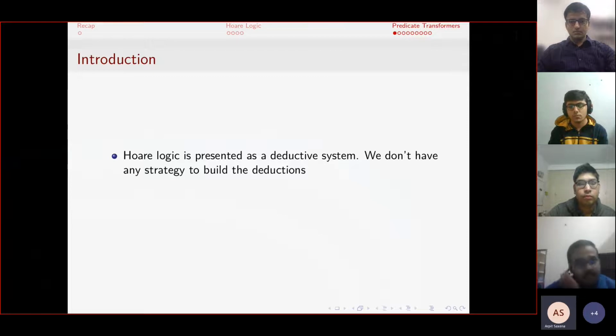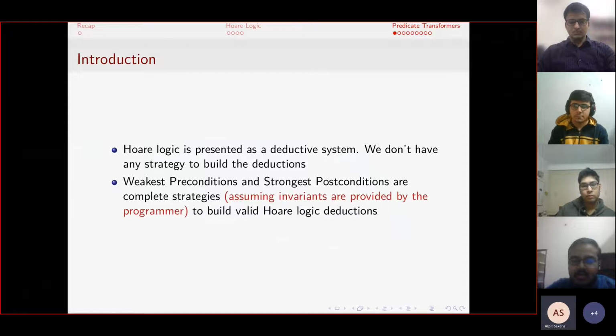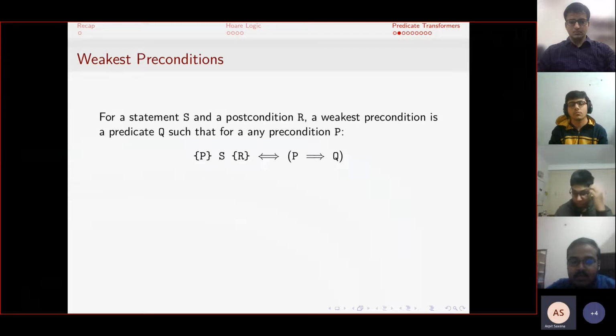So now we are moving on to predicate transformers. Why do we need this? First we'll look at that. For Hoare logic we have presented a deductive system, but we don't have any strategy to build the deductions yet. So weakest preconditions and strongest postconditions are complete strategies to build valid Hoare logic deductions, and they are complete assuming that loop invariants are provided by the programmer.